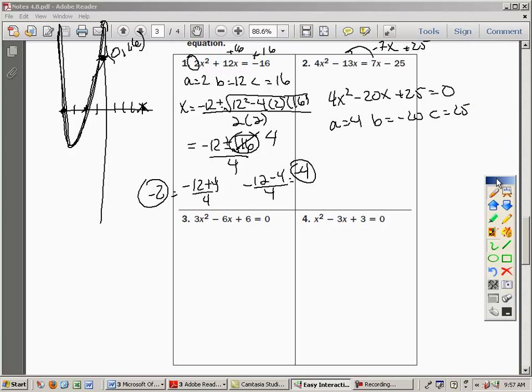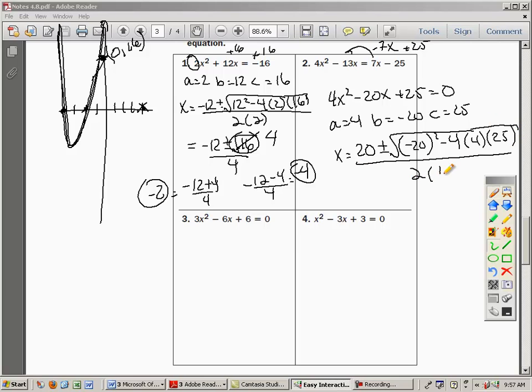All right? From there, we do x equals the opposite of b, so the opposite of negative is positive, plus or minus the square root of b squared minus 4 times a times c, all over 2 times a. And so I have this mess here.